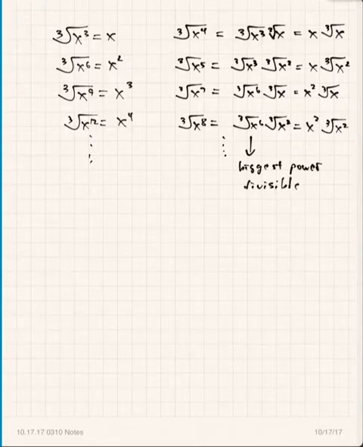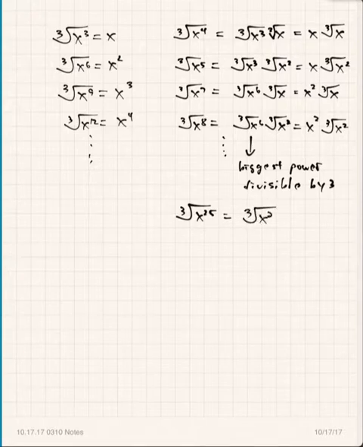Divisible by 3. So if you had the cube root of x to the 25th power, the biggest power that's divisible by 3 that we can get from x to the 25th would be x to the 24th. So you'd break this up as the cube root of x to the 24th times the cube root of x. And then the cube root of x to the 24th, you divide the power by 3, and you get x to the 8th. And then you'd have this cube root of x left over like this.